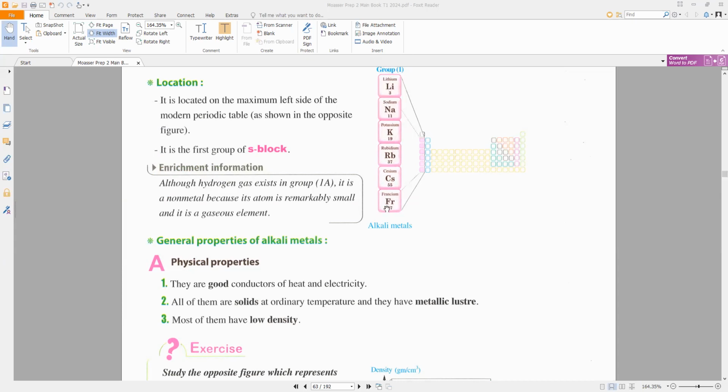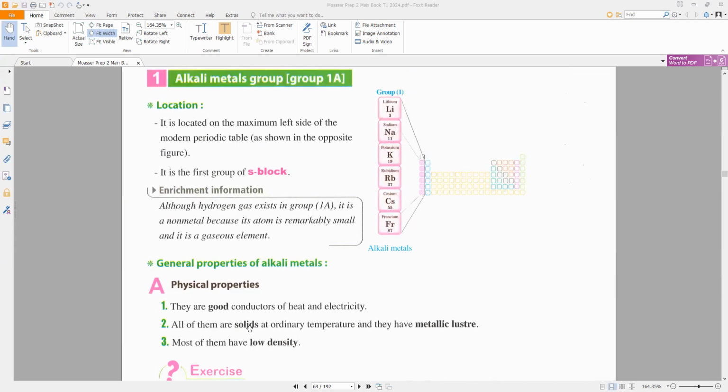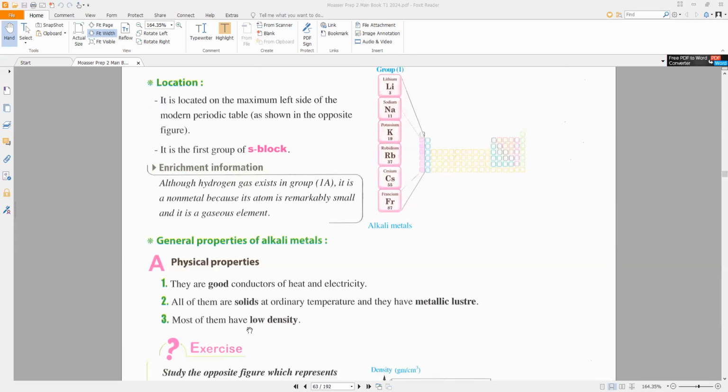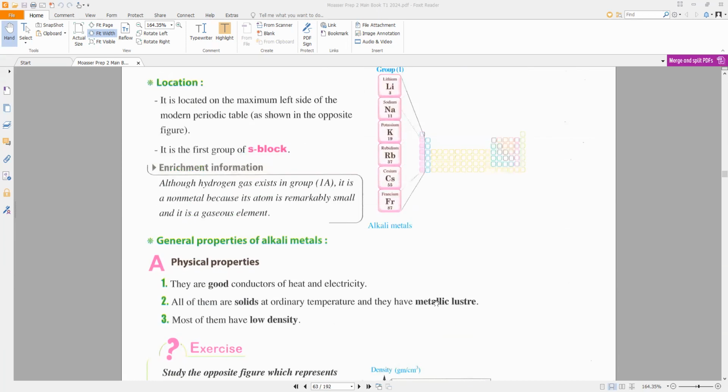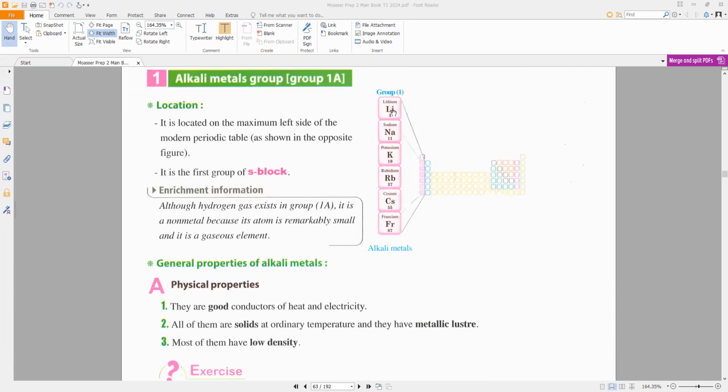All alkali metal elements have low density. Density meaning how light or thin they are in the liquid they are put in. As we see in this figure, this is the density of 1A group elements from lithium, sodium, potassium, rubidium, and cesium. So the elements that we will study in 1A or alkali metals are lithium, then sodium, potassium, rubidium, cesium, and francium. They are 6 elements.